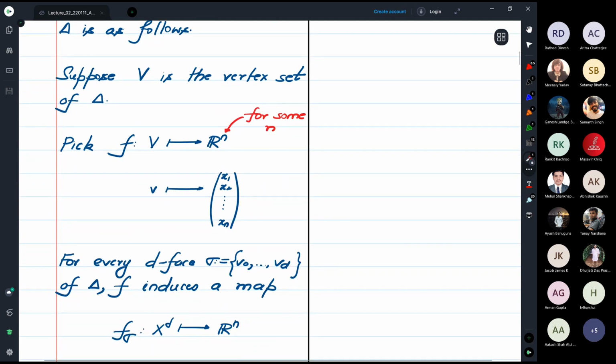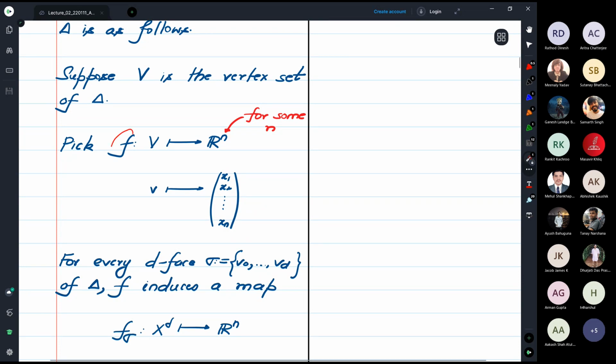In order to draw this simplicial complex, the first step is to identify or pick a function whose domain is V and whose codomain, or the set where it takes values, is R^n. Right now, I am not going to specify what n you need to pick. We will later on see what is a good choice for n. So at this point we pick some f whose domain is V and whose output lies in R^n for some n. What n needs to be, we will discuss later.